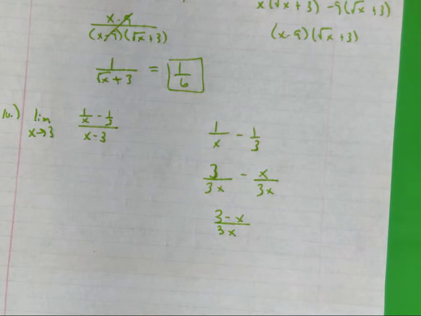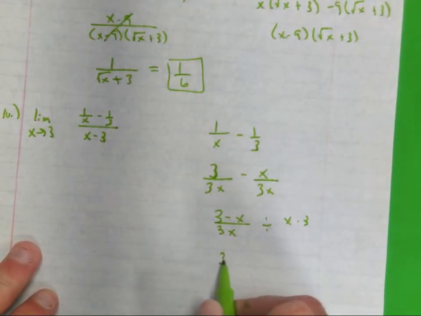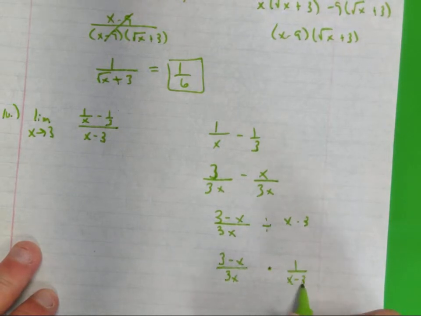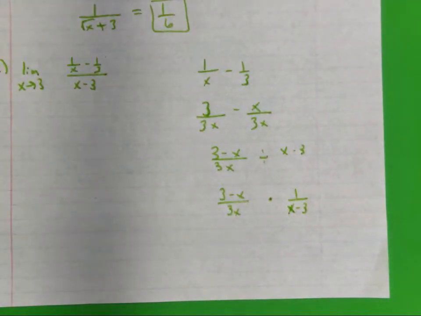I'm dividing it by x minus 3. So I'm going to write that out so I can see what that's saying. That's divided by x minus 3, so that's going to be 3 minus x over 3x times 1 over x minus 3. Now, my question to you is this. Can I cancel these two out? I know they don't look the same, but can I cancel them out?